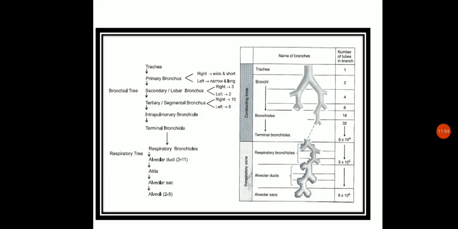Okay, and the second part is the respiratory tree. The respiratory tree starts from the respiratory bronchioles, which begin just after the terminal bronchiole. These respiratory bronchioles divide into the alveolar duct, then atria, alveolar sac, and the alveoli. This whole structure is called the respiratory tree. It does not contain cartilaginous rings, and it is the main site responsible for gaseous exchange, and hence it is called the respiratory tree.